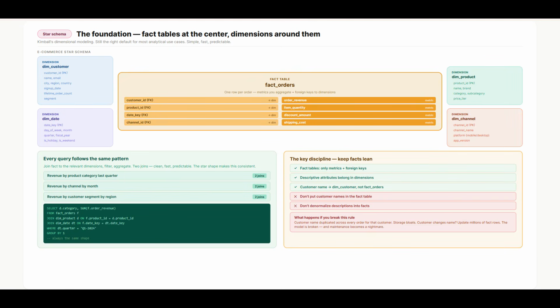The key discipline is keeping fact tables lean, only metrics and foreign keys. Descriptive attributes belong in dimensions. If you start putting customer names directly in the orders fact table, you've broken the model. That customer name is now duplicated across every single order for that customer. Storage bloats, updates become painful. The customer changes their name, and you have to update millions of fact rows.